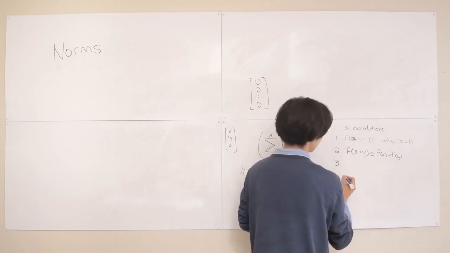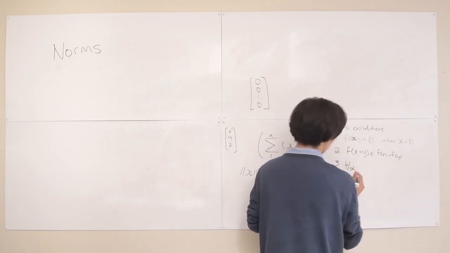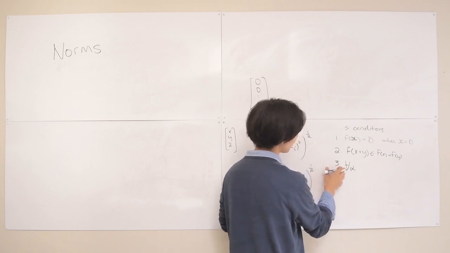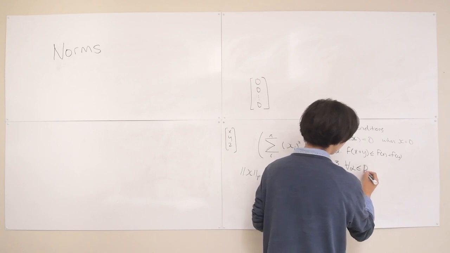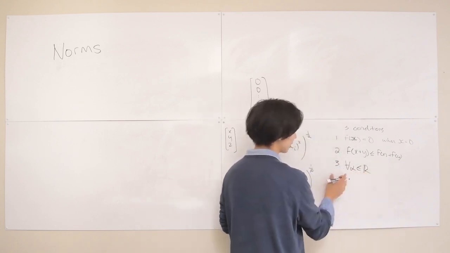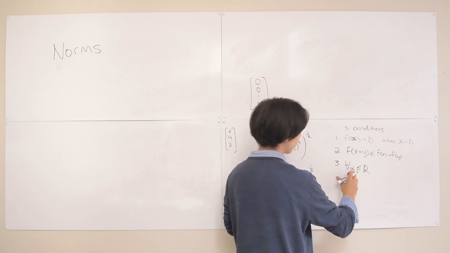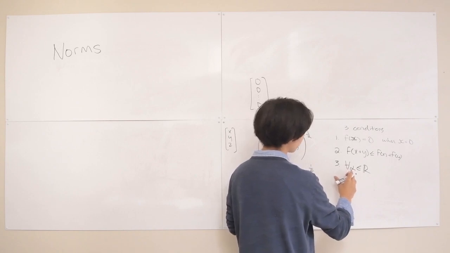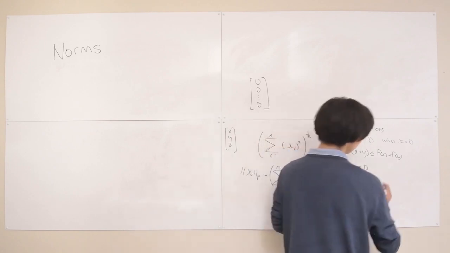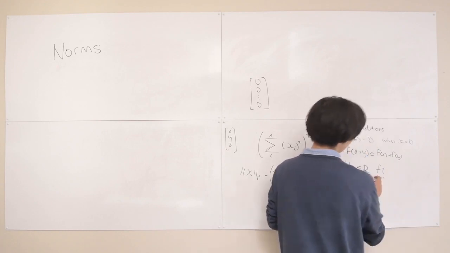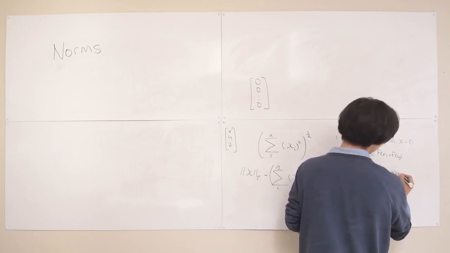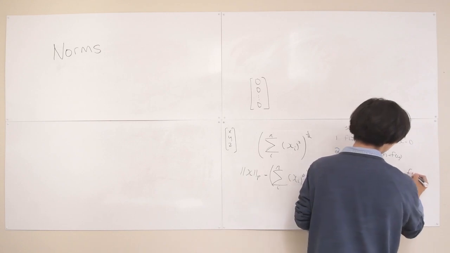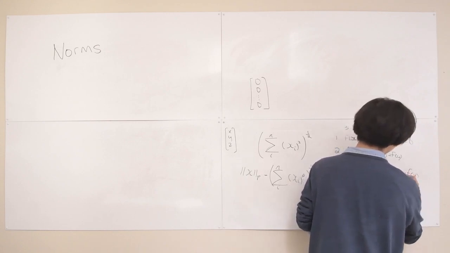And lastly, for any constant alpha, what this upside down A means is simply for any alpha, where alpha is a real number. This is a very technical looking thing, but we're basically saying for any constant alpha where alpha is a part of the real number set, then the norm of the vector times the constant is equal to the norm of the vector times the constant on the outside.